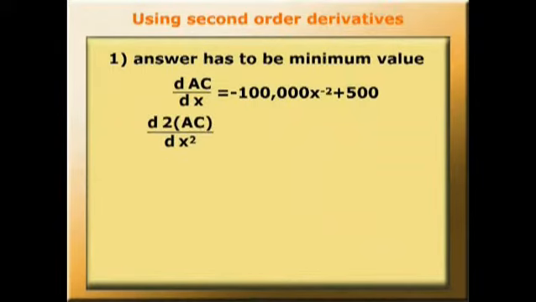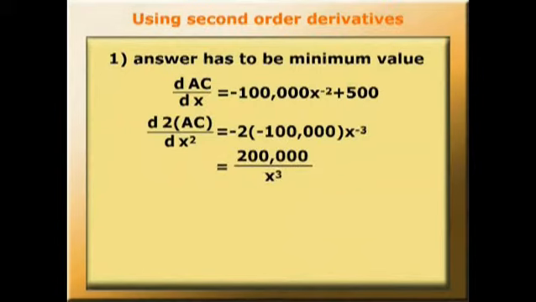So d2 AC by dx squared equals minus 2 times minus 100,000 x to the minus 3, which equals 200,000 over x cubed.